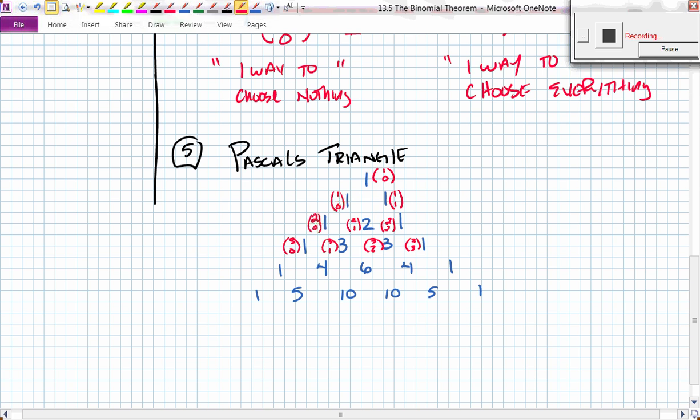So now that we've had a whole lot of fun discovering Pascal's triangle, we're now ready to talk about the binomial theorem.